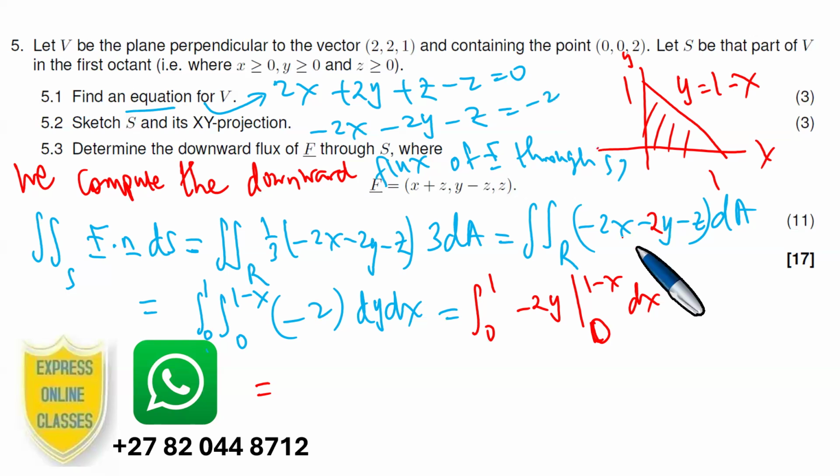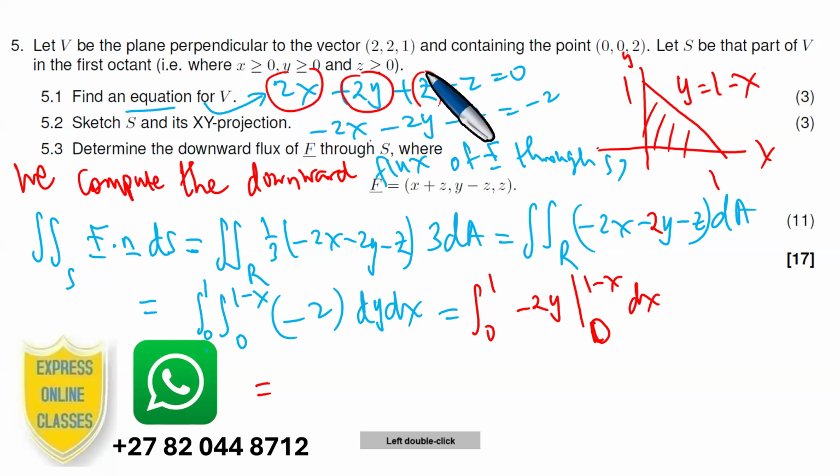Now, we want to simplify the integrand here. To simplify this integrand, the 2x, the 2y, and the z, we can move them across the equal sign. So 2x becomes negative, 2y becomes negative, z becomes negative. So minus 2x minus 2y minus z is equal to negative 2, according to the equation of the plane in 5.1.